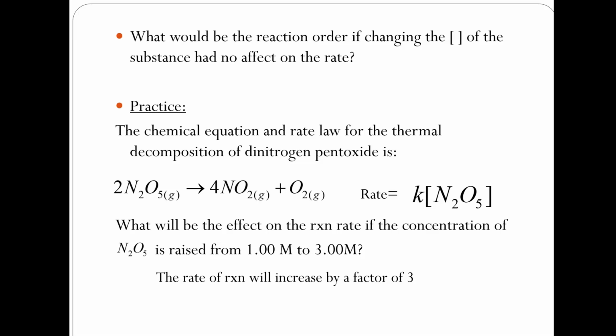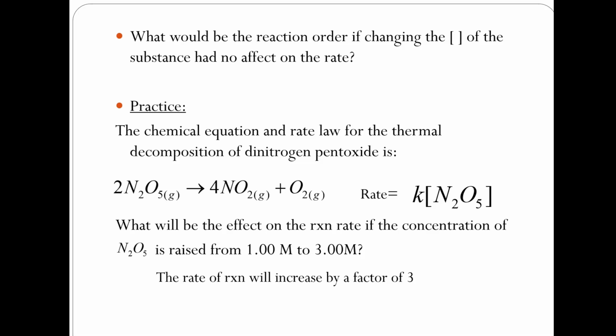As we learned in the previous set of slides, reaction order puts reactants in order of increasing effect on the reaction rate. So it allows scientists to understand, if I increase or decrease the concentration of certain individual reactants, how is that going to affect the rate?